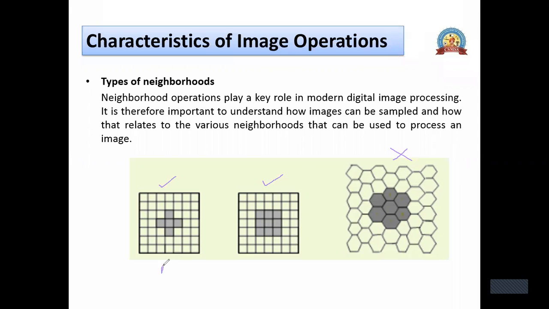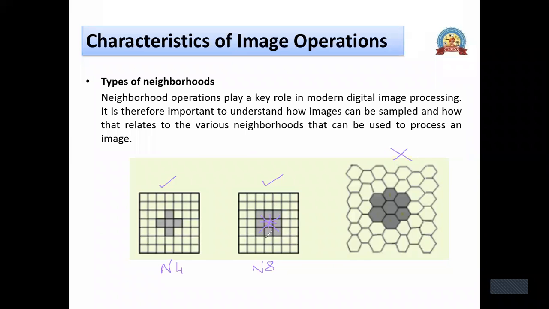One is called N4. N4 are those neighbors which are directly neighbors of the pixel we are talking about, that is, horizontal neighbor and vertical neighbor only. Then we have N8. N8 is, apart from N4, that is, it has horizontal neighbor as well as vertical neighbor, and apart from that, it also has diagonal neighbors. So there will be 8 pixels which are neighbors of that.